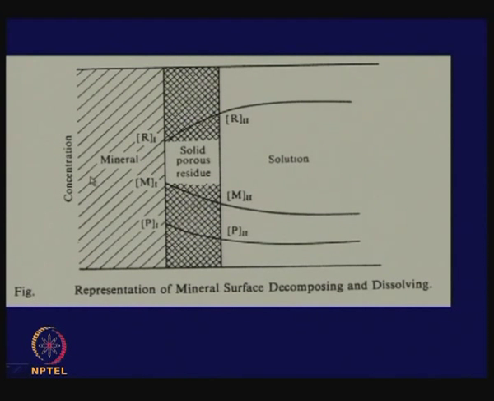Let me give a simple example. Suppose you consider dissolution of sugar in water. Now, the surface of sugar is dissolving in water. There is a concentration gradient near the surface. Near the surface, sugar dissolves to produce a saturated layer of sugar. From there, sugar has to diffuse out, because the bulk solution is not saturated, the concentration of sugar is low.